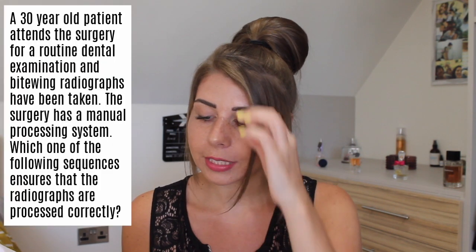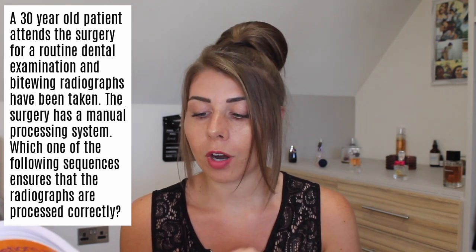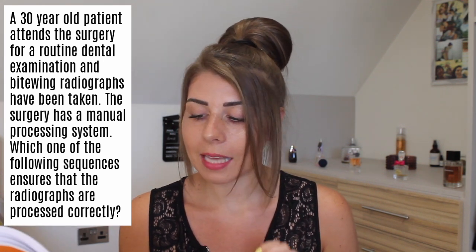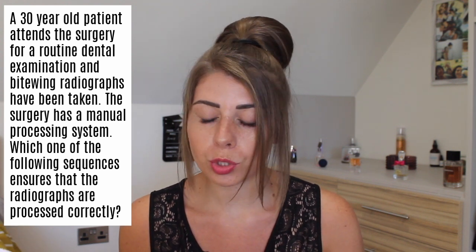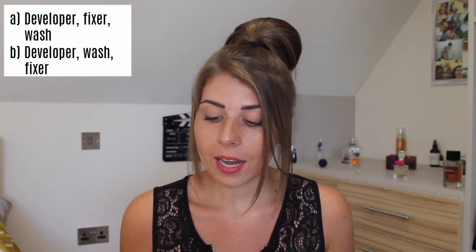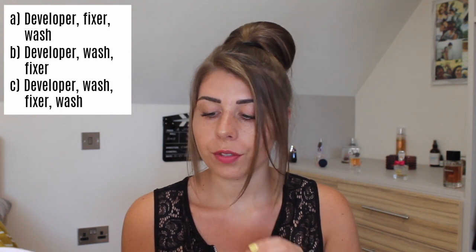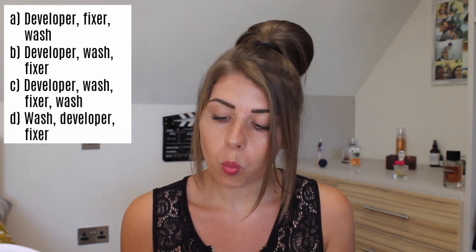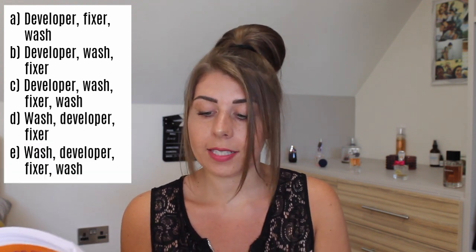A 30-year-old patient attends a surgery for a routine dental examination and bite wing radiographs have been taken. The surgery has a manual processing system. Which one of the following sequences ensures that the radiographs are processed correctly? The multiple choice answers are A, developer, fixer, wash. B, developer, wash, fixer. C, developer, wash, fixer, wash. D, wash, developer, fixer. E, wash, developer, fixer, wash.